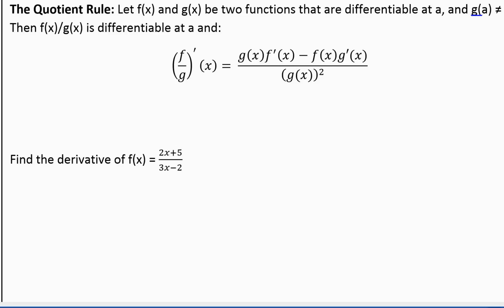Just like we had a product rule for taking the derivative when we were multiplying two functions, we have a quotient rule which we use to take the derivative when we're dividing two functions. And it looks a little more complicated, but it really works about the same.